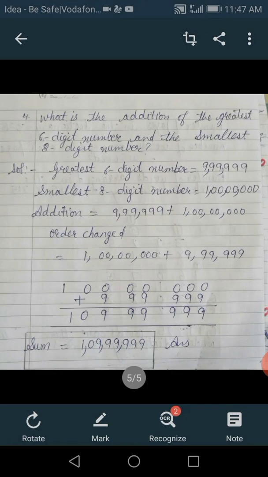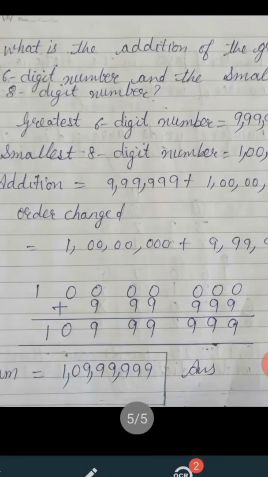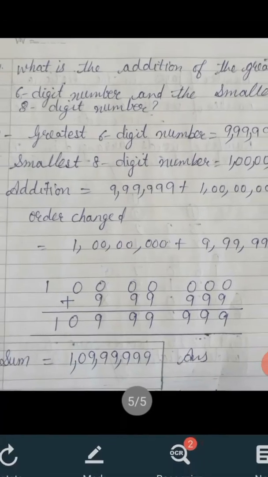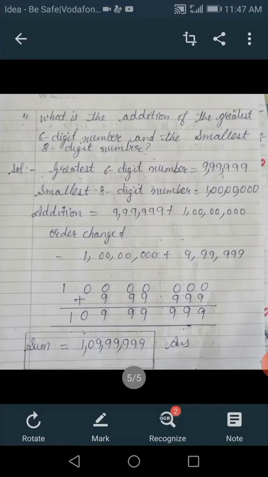Now you can see 1 crore is greater than 9,99,999. So change its order. First write the bigger number, the 8-digit number, then write the 6-digit number. Arrange these two numbers in columns and add. After addition, you will get 1 crore 9,99,999, which is the addition of the greatest 6-digit number and the smallest 8-digit number.